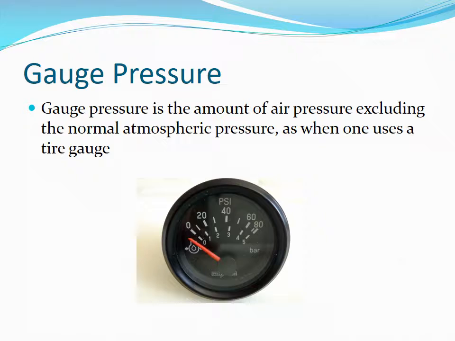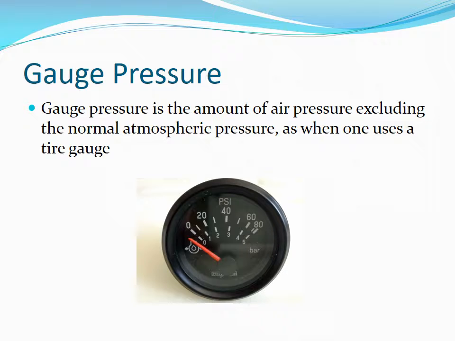Pressure is measured using a gauge. Different types of gauges read either atmospheric or gauge pressure. When we purchase bottled gas, the amount of gas and its density vary with the pressure. If the pressure is low, the amount of gas in the bottle is low. If the pressure is high, the bottle is nearly full.